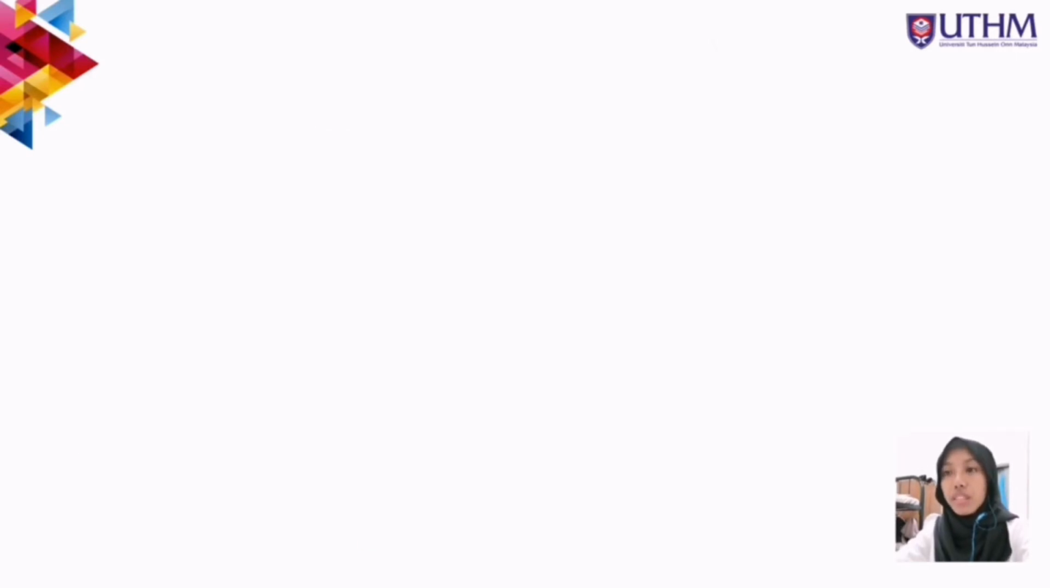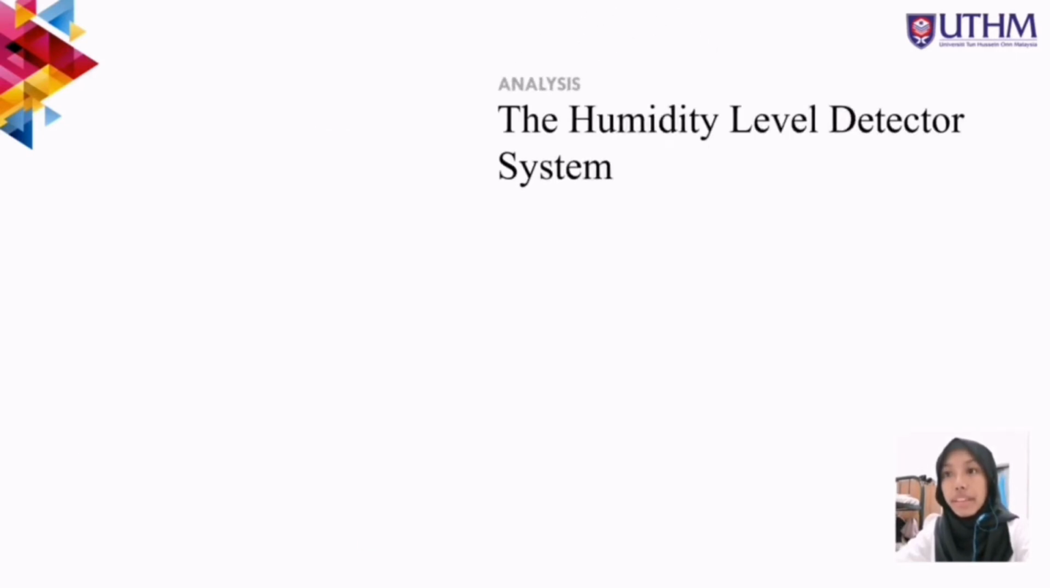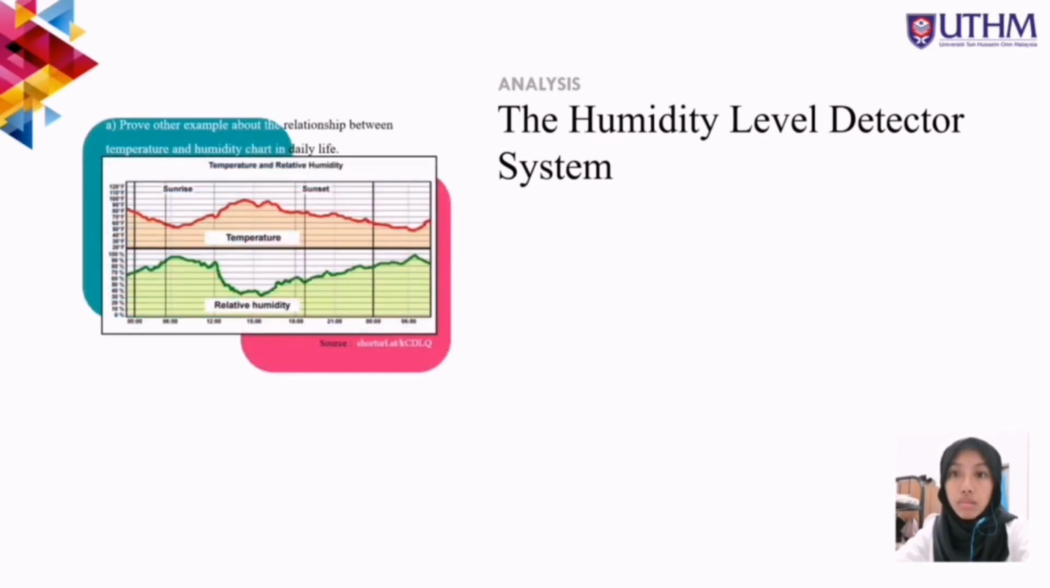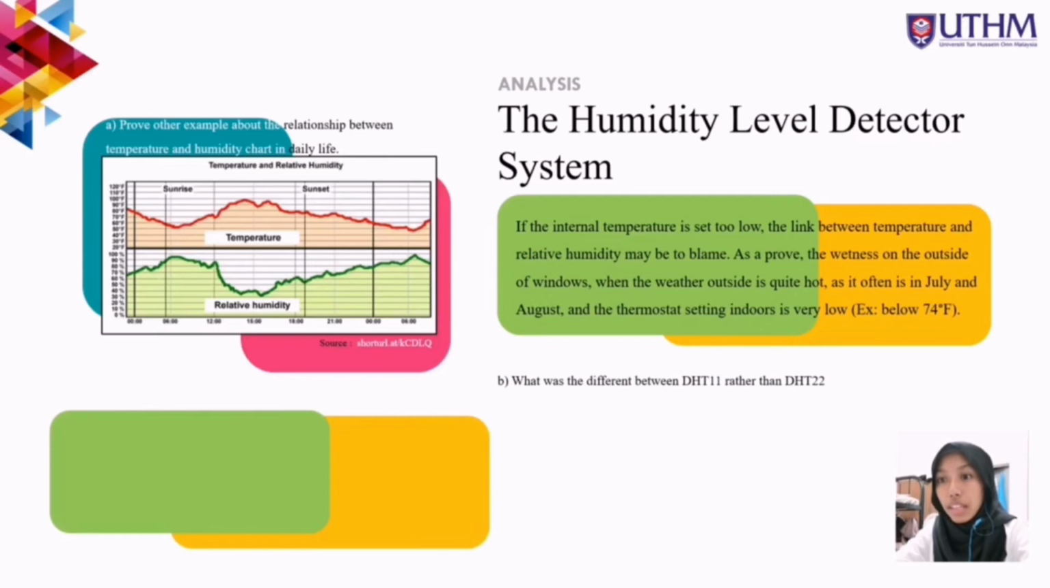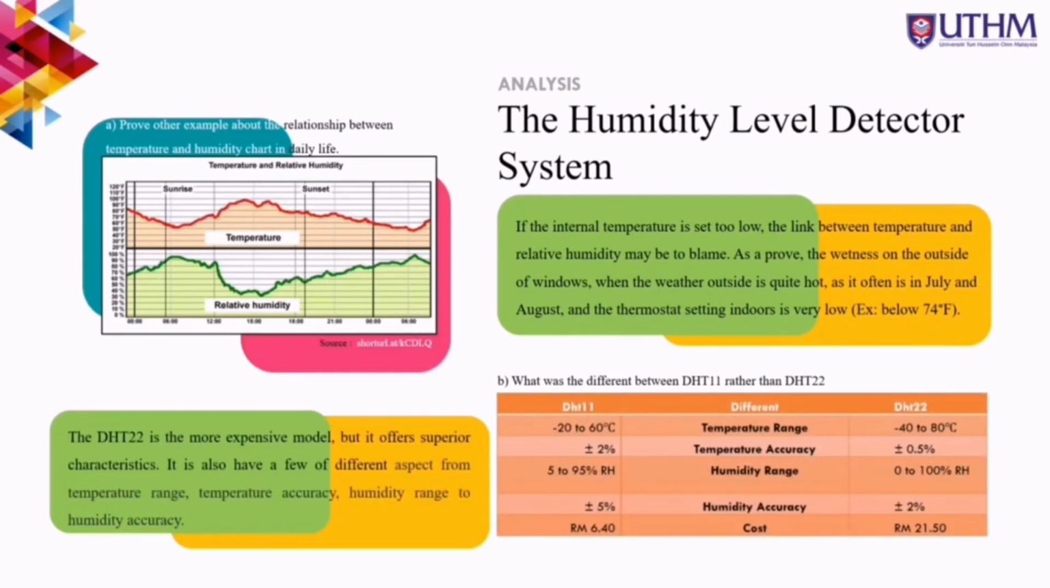Last but not least, the third slide is analysis. So it's just like Q&A. We choose the questions, which are: prove a third example about the relationship between temperature and humidity change in daily life, and the second one is what is the difference between the DHT 11 sensor and the DHT 22 sensor. So that's all from this slide.